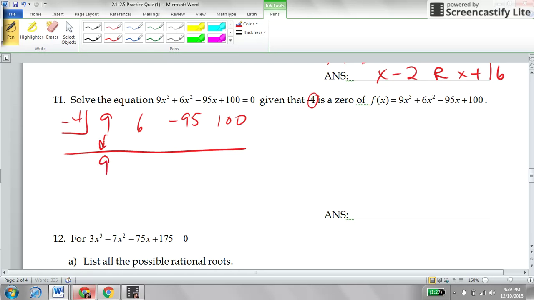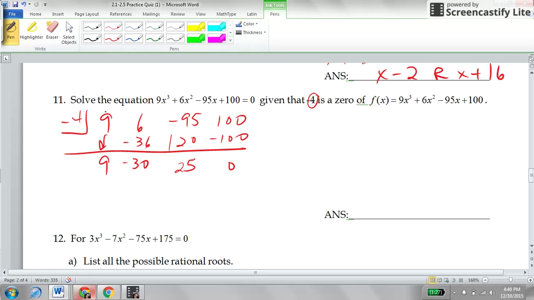So I'll bring down the 9. This will be negative 36. This will be negative 30. This will be 120. This will be adding down. We are going to get 25. This will be negative 100. And we got a 0 remainder just like we meant to.